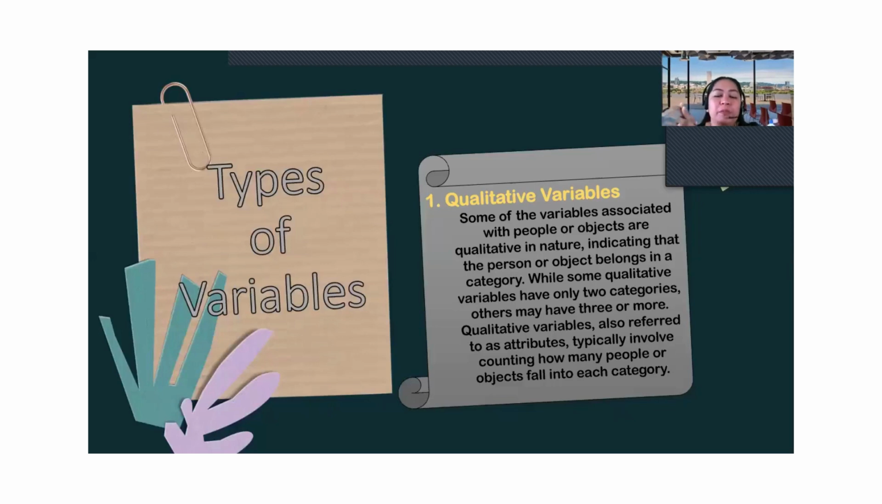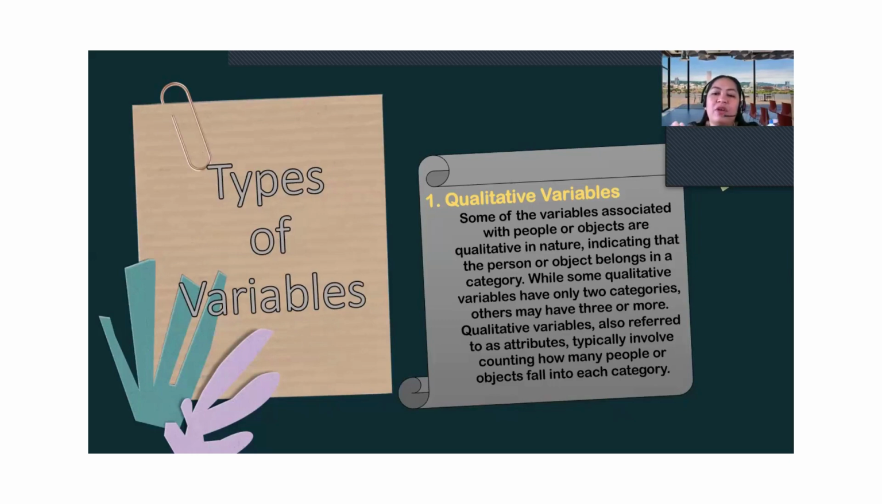So we have here also types of variables. It is important that you know these two types of variables because these will be the variables that you will be using in creating a research. So first is qualitative variables.